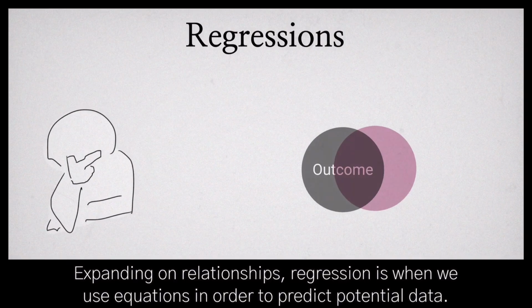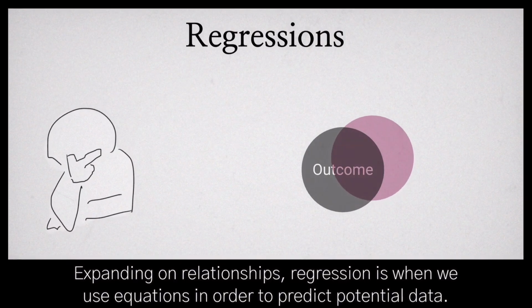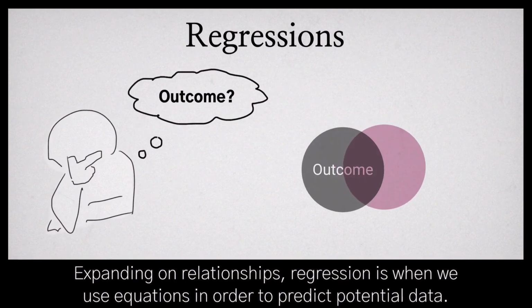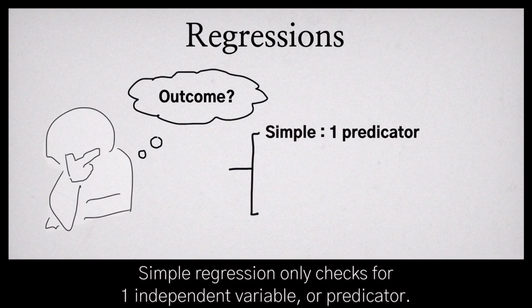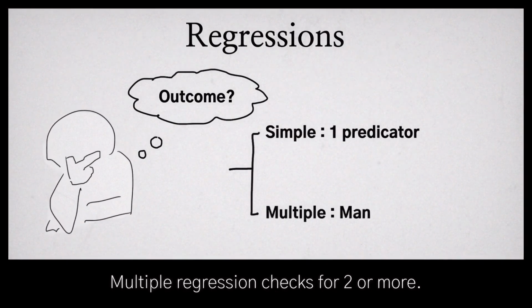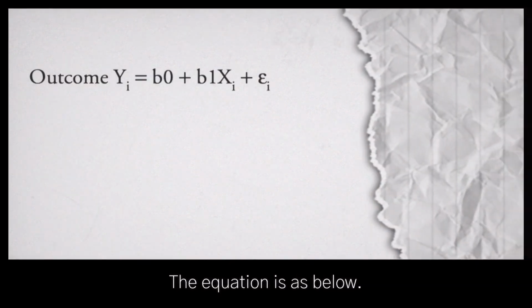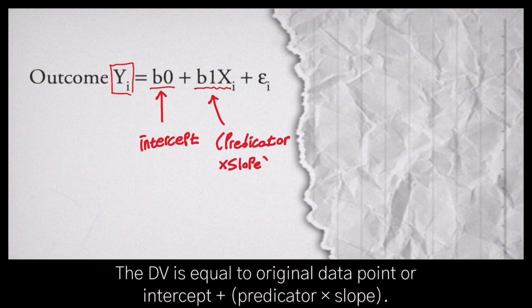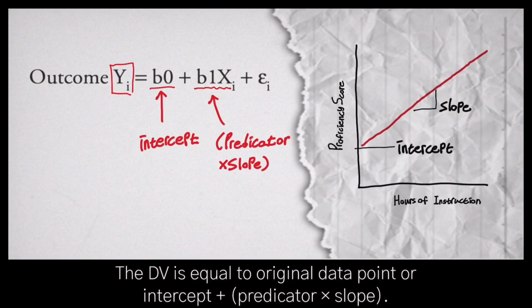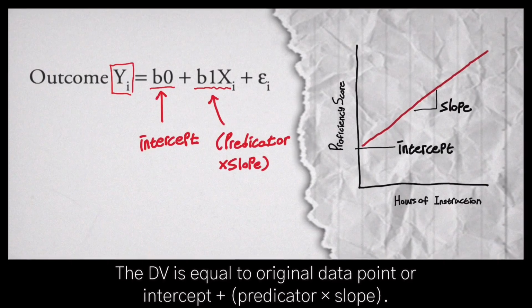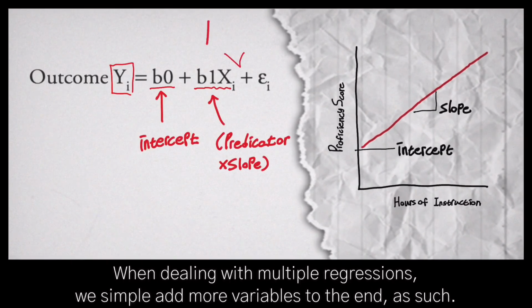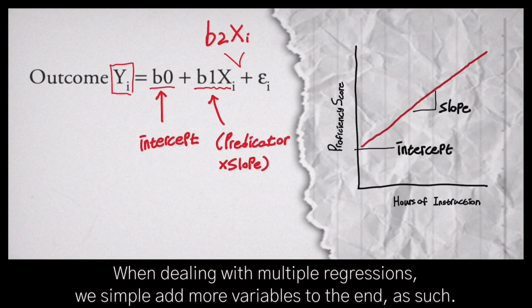Expanding our relationships, regression is when we use equations in order to predict potential data. Simple regression only checks for one independent variable, or predictor. Multiple regression checks for two or more. The equation is as below. The dependent variable is equal to the original data point, or intercept, plus predictor times slope. When dealing with multiple regressions, we simply add more variables to the end as such.